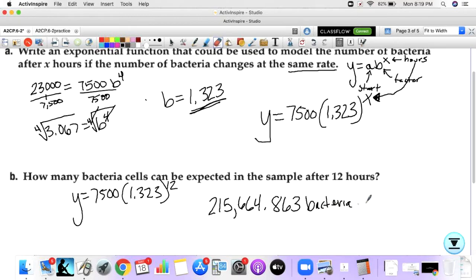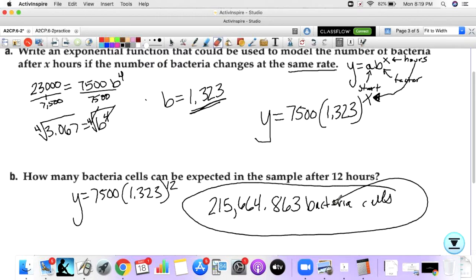Remember, if we're dealing with a word problem, we should have words in our answers, right? Because this number means something. So after 12 hours, that 7,500 becomes 215,000. That is increasing very, very quickly in literally just 12 hours. Okay, that's how exponential functions work, right? It already got kind of big to 23,000 in 4 hours, but then it got ginormous, right? It's getting very, very steep very, very quickly.